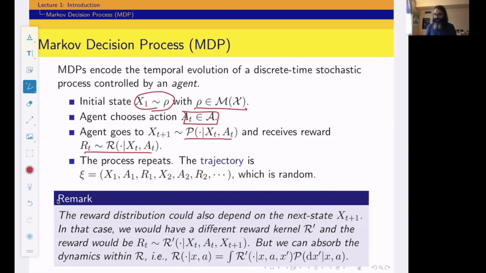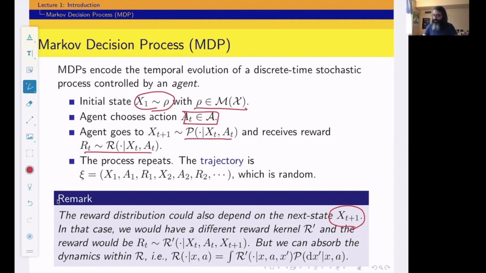Yes. Perfect. Okay, so I have a remark that sometimes you see the reward distribution also depends on the next state that the agent goes to. So it depends on the next state, xt plus 1. In that case, we would have a different form, but these two cases are mathematically the same. And here it shows why it is the case.